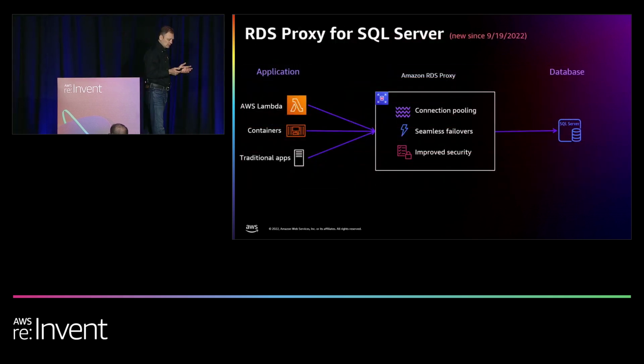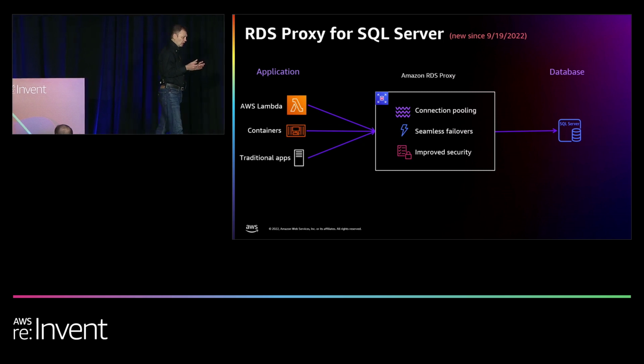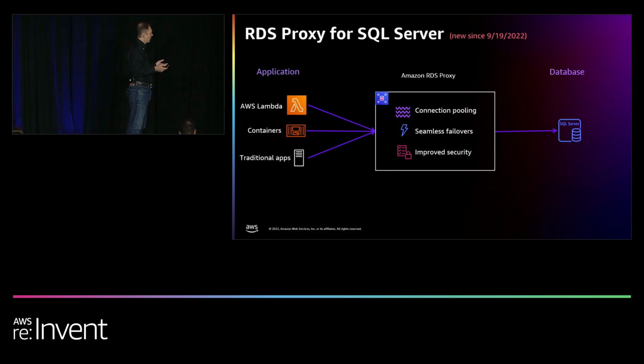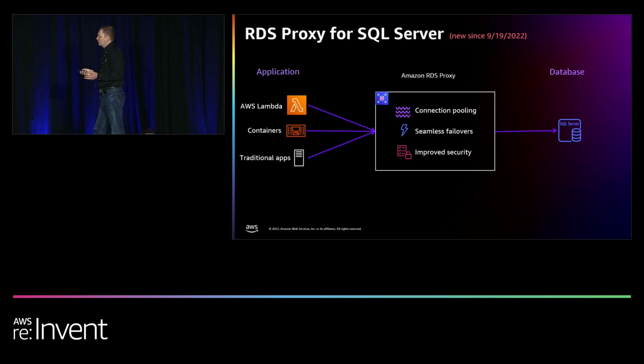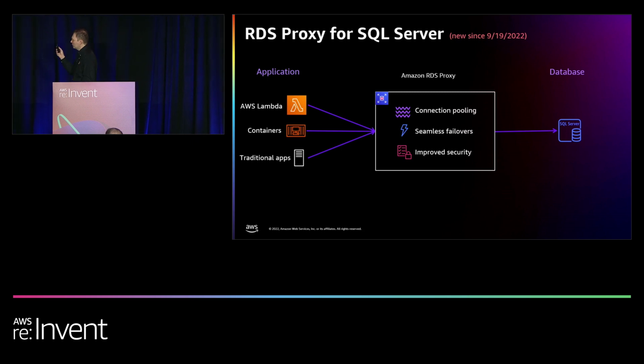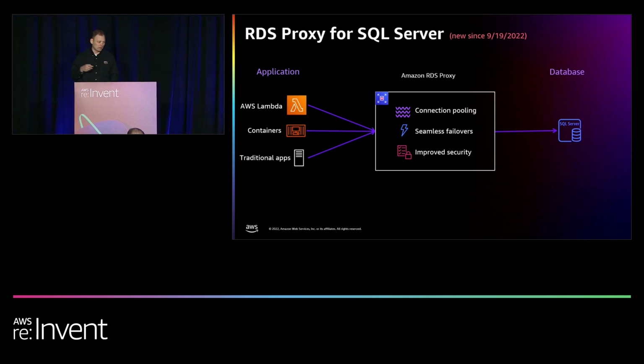New product. Well, RDS Proxy is not new. RDS Proxy has been around for some time, and we just added support for SQL Server in September of this year. Now, RDS Proxy delivers improvement on three different dimensions: connection pooling, seamless or faster failover, and improved security. Let's talk about them in exactly that order.